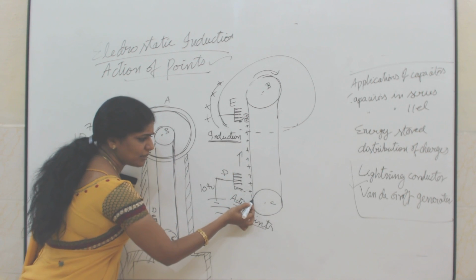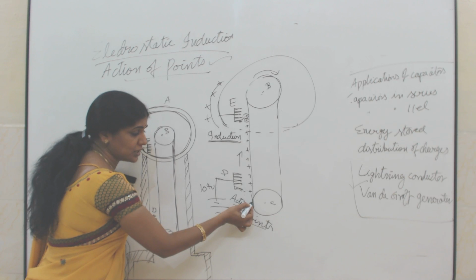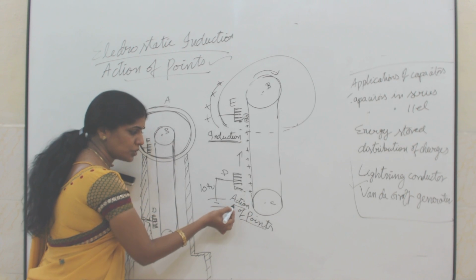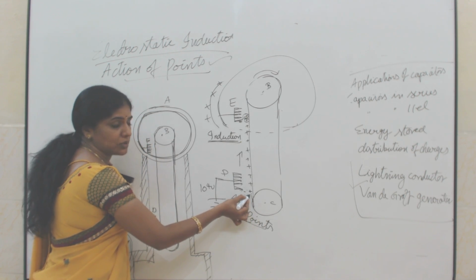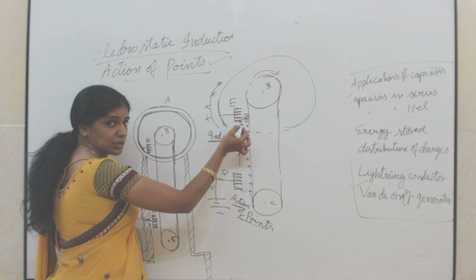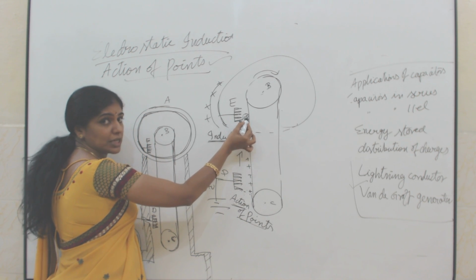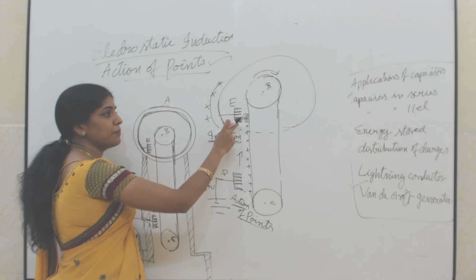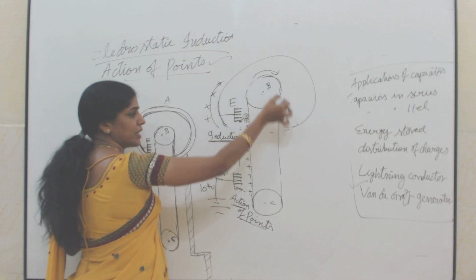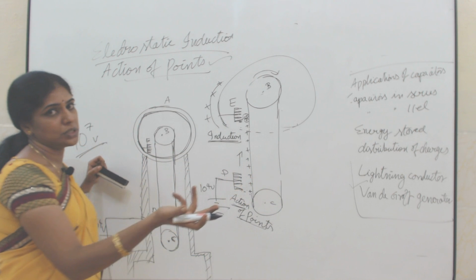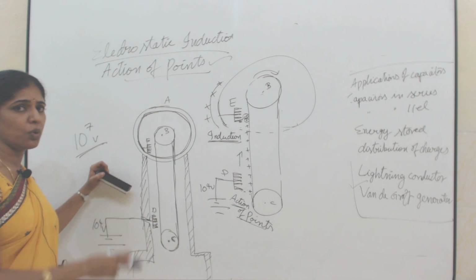What happens when it comes here again? It will have no charge at all. When it comes here again, due to the action of points, it again gets a positive charge. It goes to the comb E. This positive charge on the silk belt will get neutralized by the ionization of the air, and when it descends here, it will have no charge at all. So this process will keep going on.